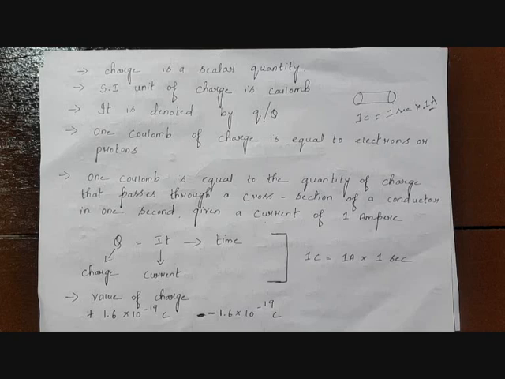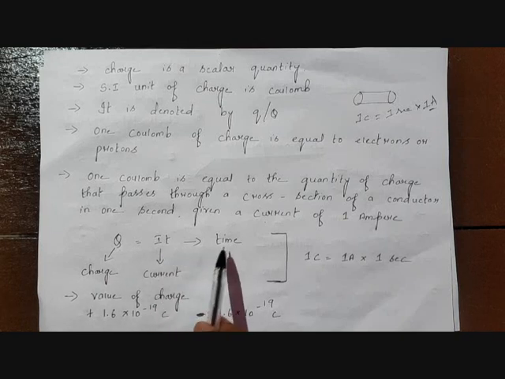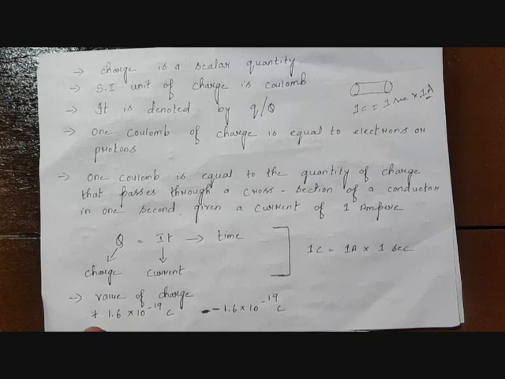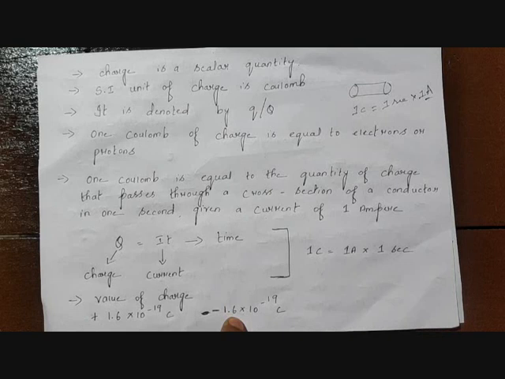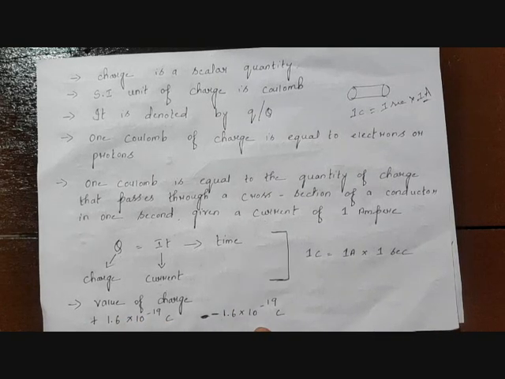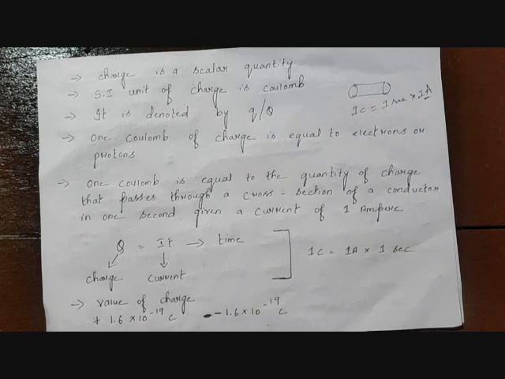By this formula, Q is equal to I T. Q is the charge, I is the current, T is the time. Is it clear? Now what's the value of charge? The value of charge is 1.6 times 10 to the minus 19 coulomb. Remember one thing, plus is for proton and minus is for electron. So these are the values of charge. Is it clear?